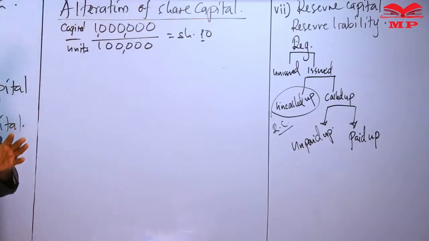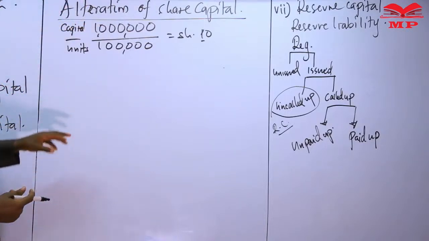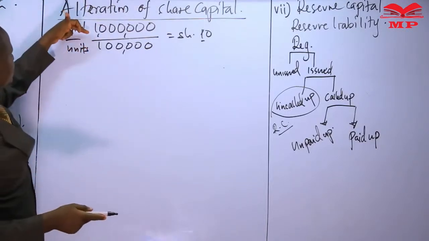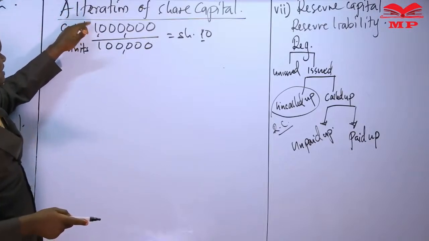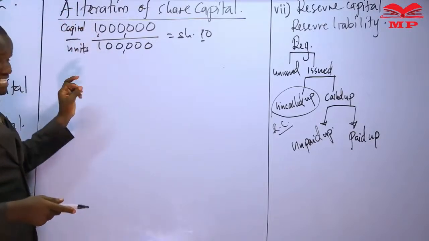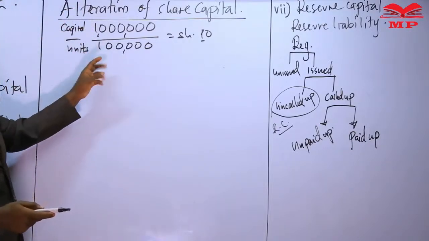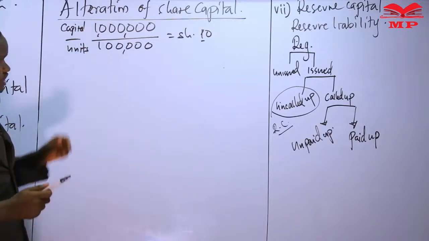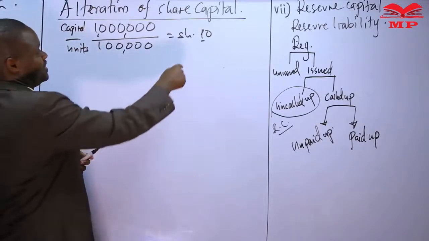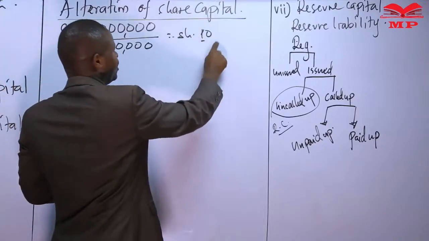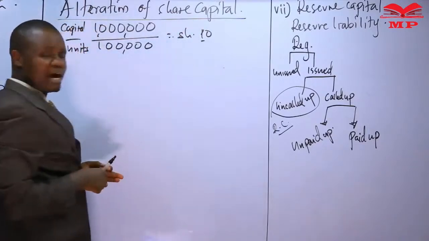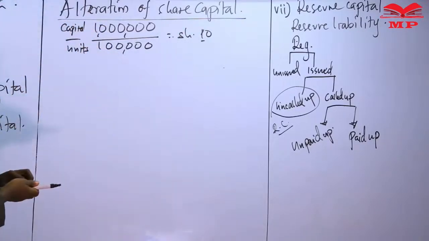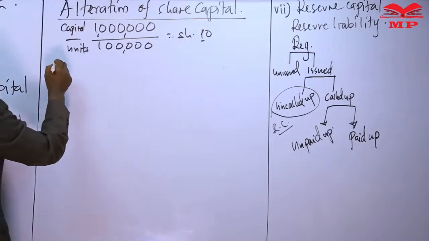Alteration of capital will refer to any transaction that will have the effect of increasing or reducing this capital. Any transaction that will have the effect of increasing or decreasing the units that the capital is divided into, or any transaction that has the effect of increasing or decreasing the value per unit. So these transactions could include the following.